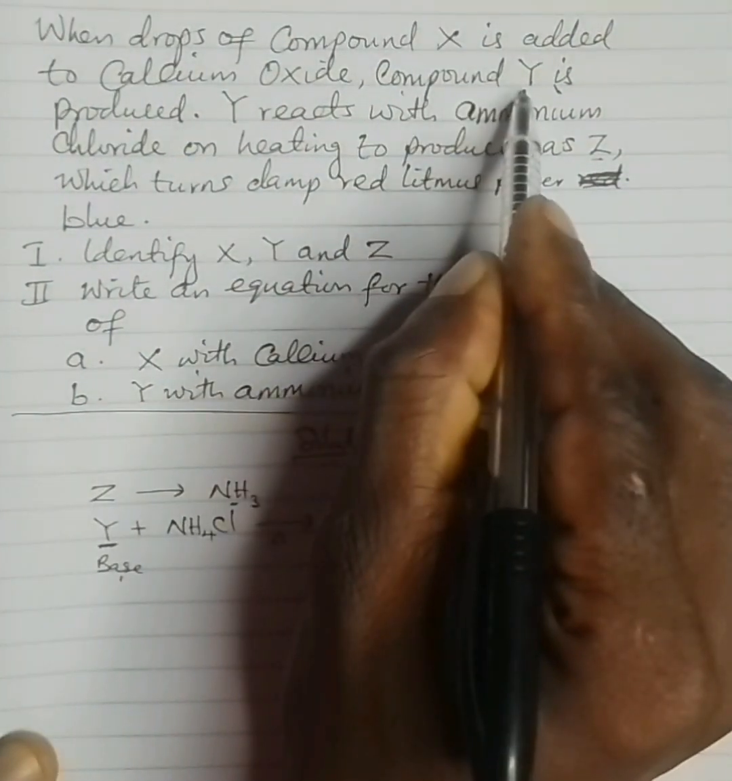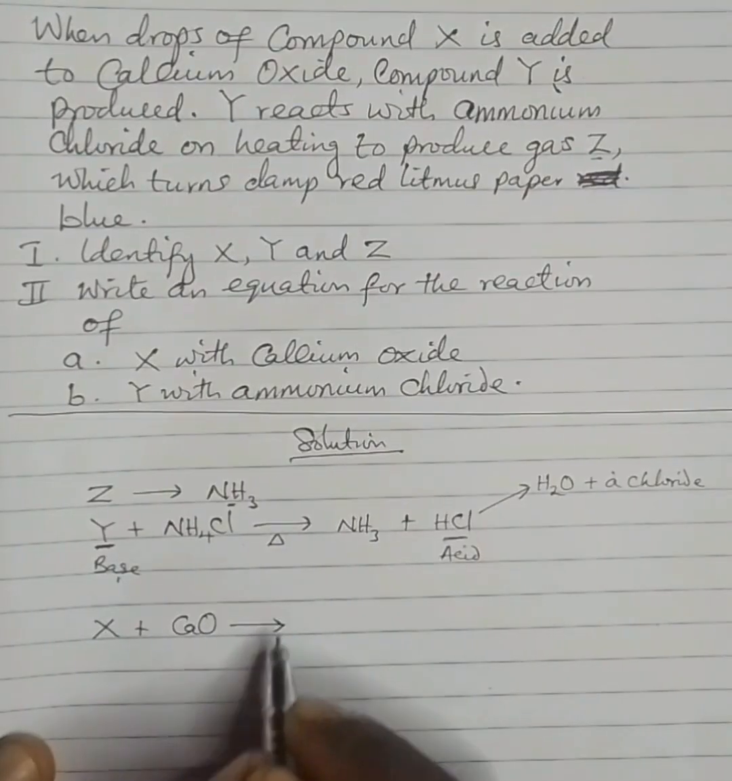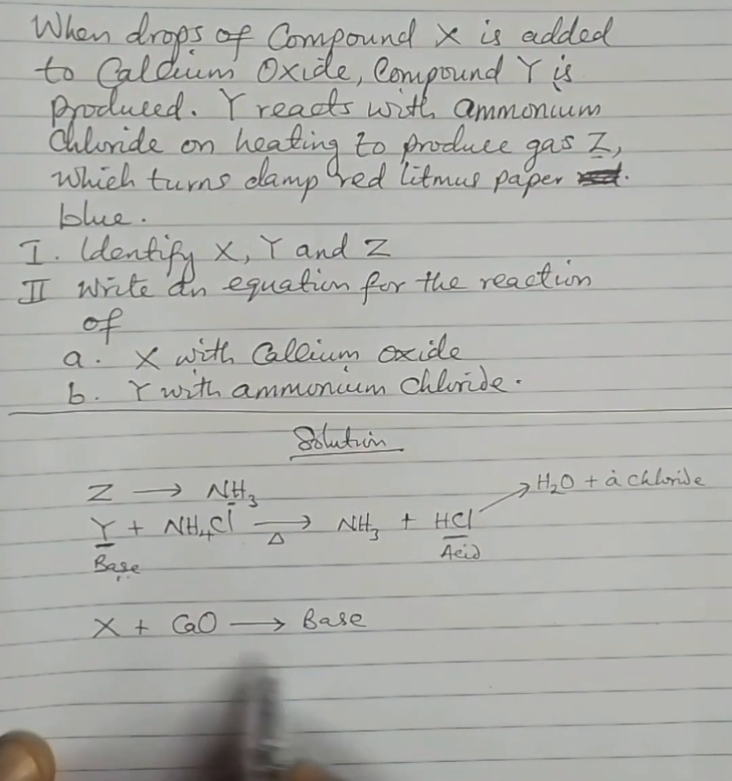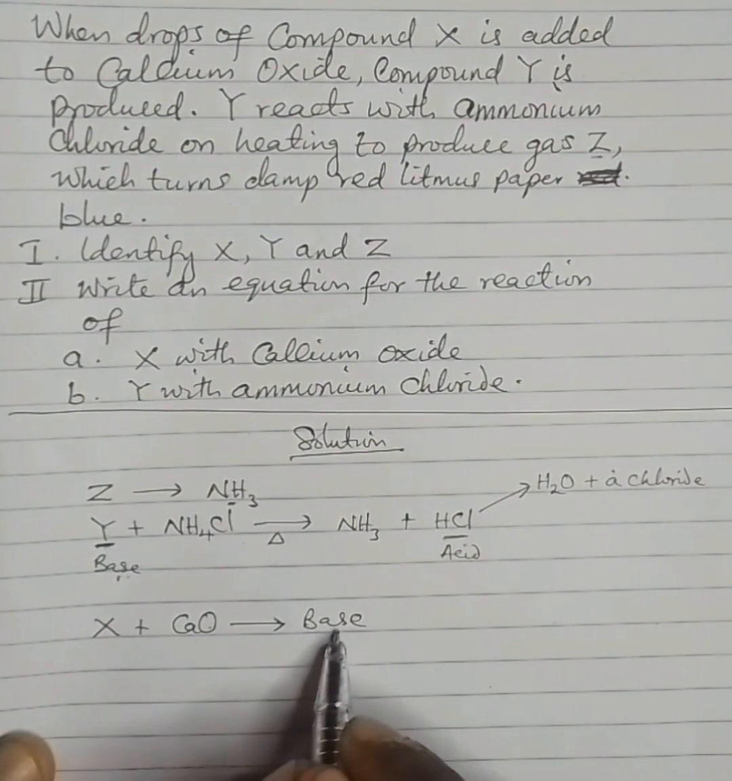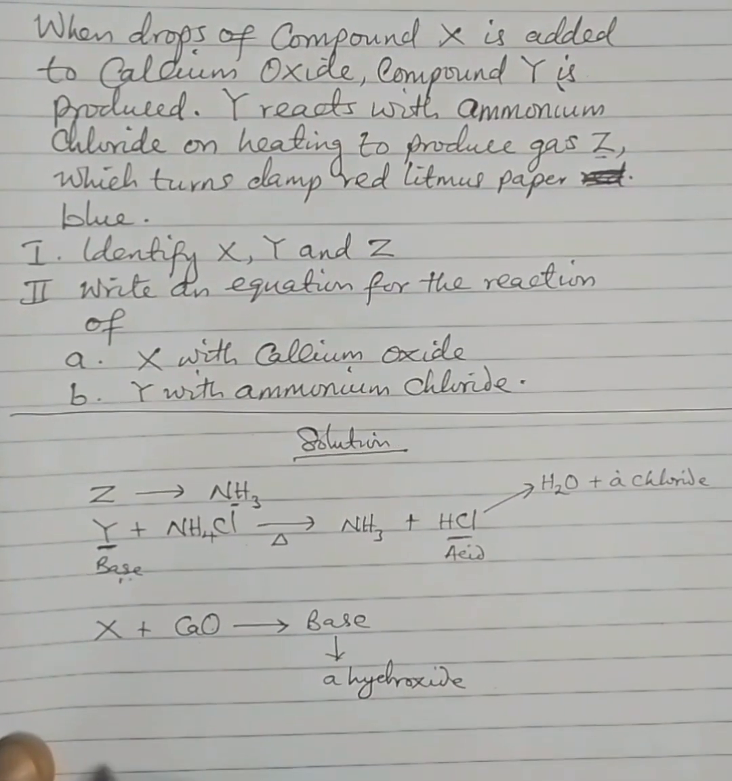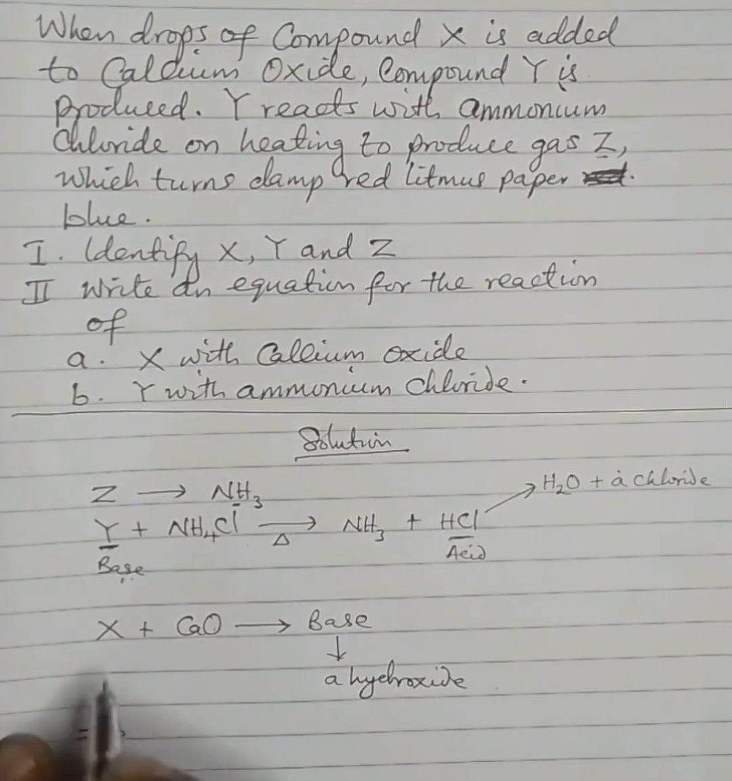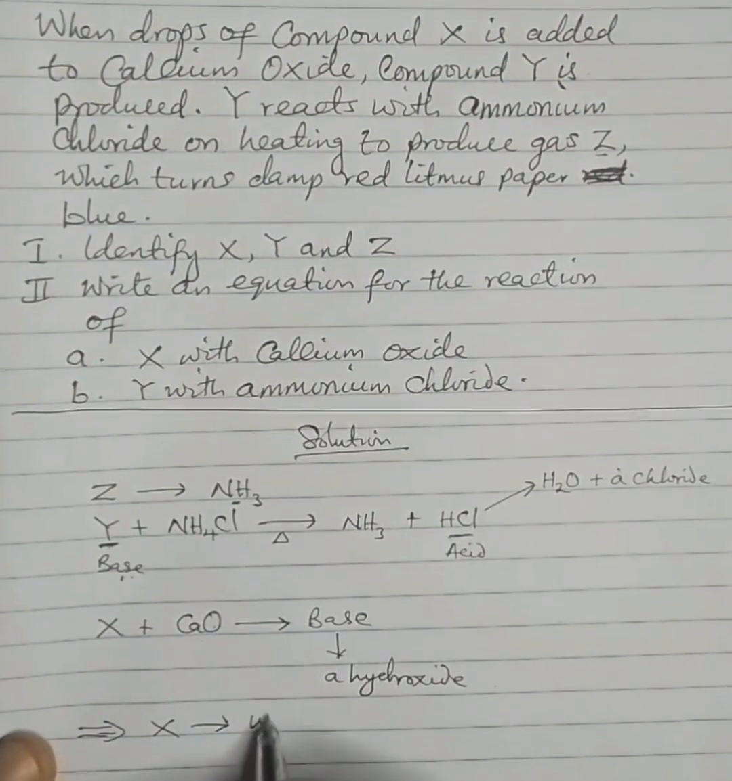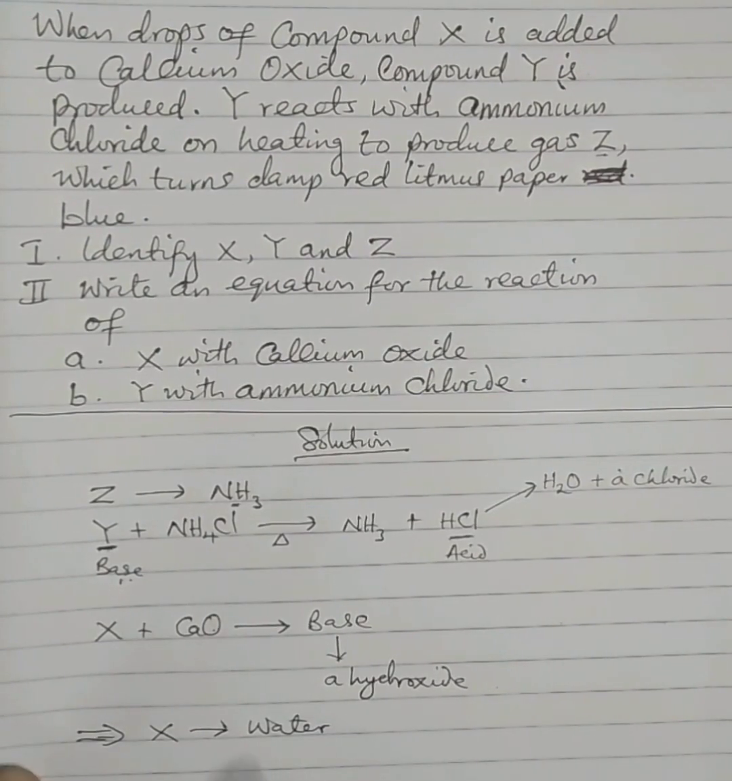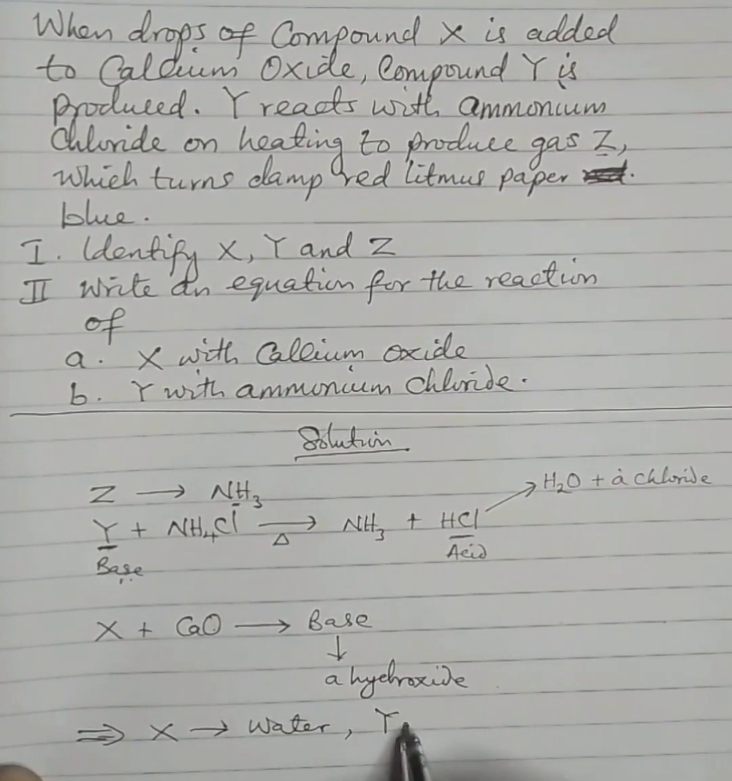Now X is added to calcium oxide to form Y, which is a base that reacts with hydrochloric acid to produce a chloride salt. This base must be a hydroxide, meaning that X must be water, because it is water that will react with calcium oxide to form hydroxide. So we have identified X as water. And that hydroxide that will be formed is calcium hydroxide, which is Y.